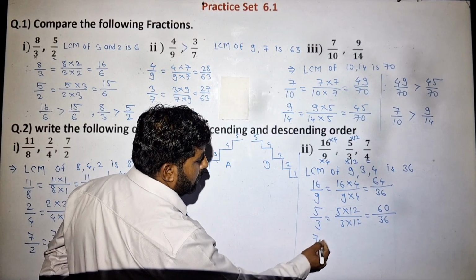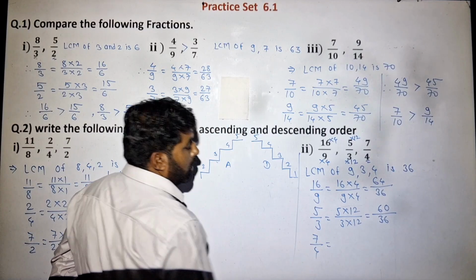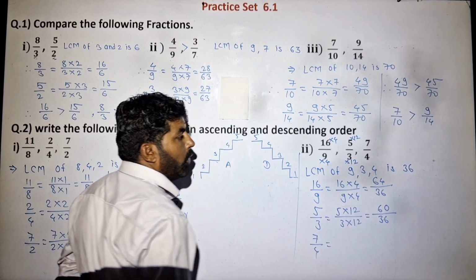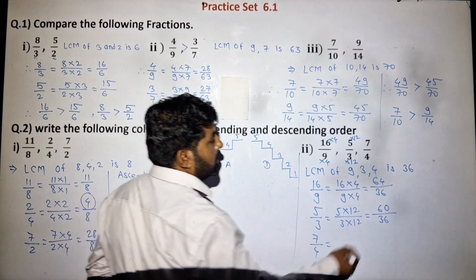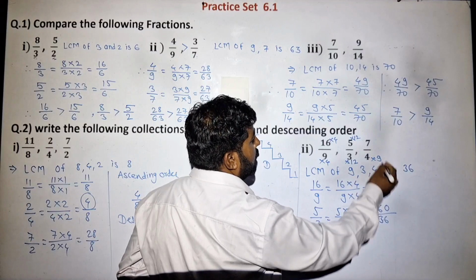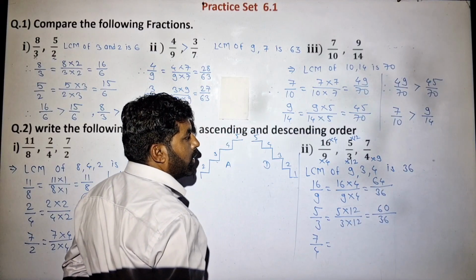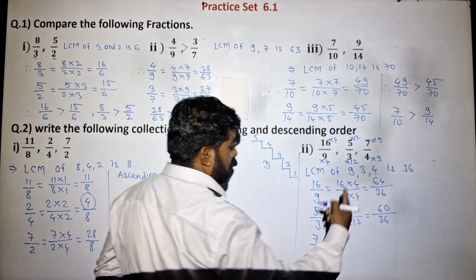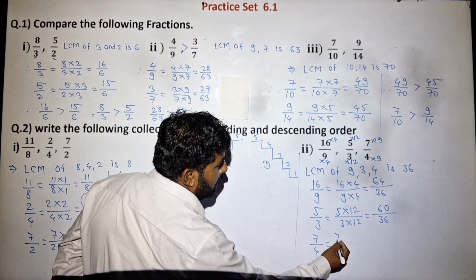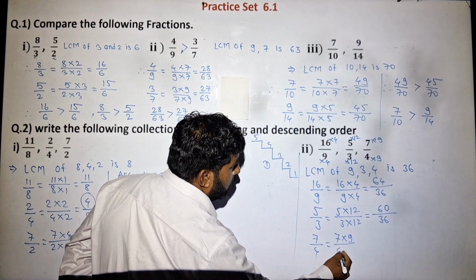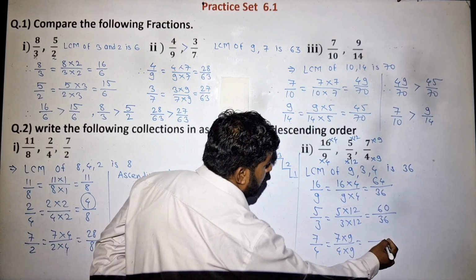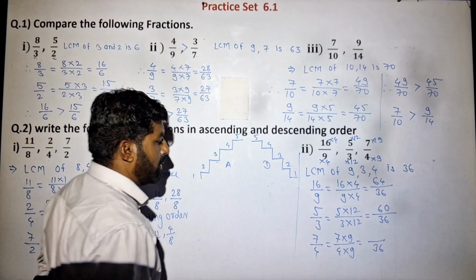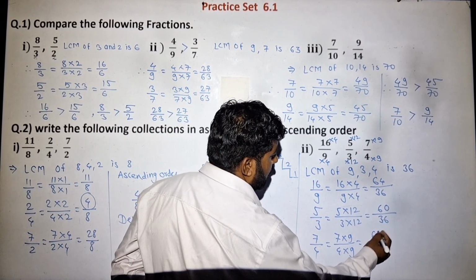Next one, 7 by 4, which is equal to, if you multiply 4 by which number? Yes, 9. 4 nines are 36, and 7 nines are, we find 7 into 9 and 4 into 9. Here the denominator becomes 36 and 9 sevens are 63. Okay.